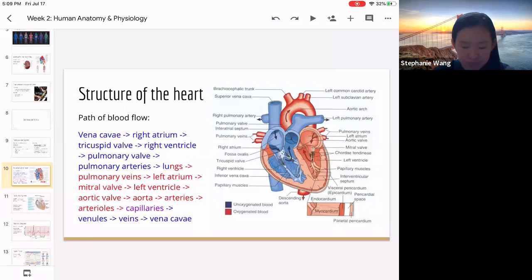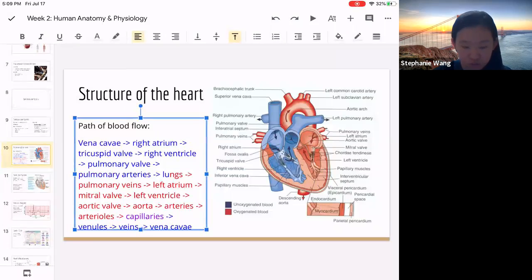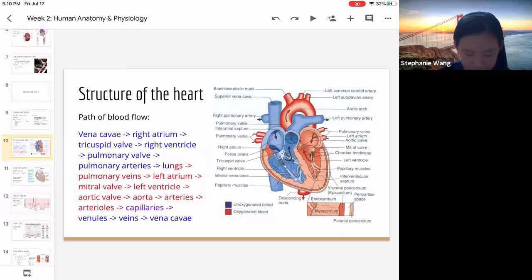So now they're going to be at the lungs. By the way, this blood is still deoxygenated. At the lungs, they're going to get loaded with oxygen. The carbon dioxide is going to be released. So that's why half of the lungs will be red, meaning that there will be oxygen now. The blood is now oxygenated and it goes to the pulmonary veins. And remember, veins means coming to the heart.